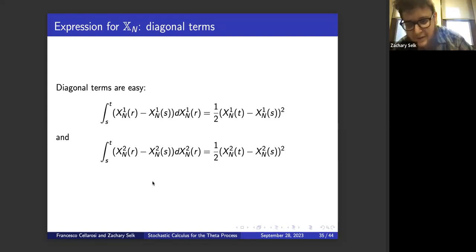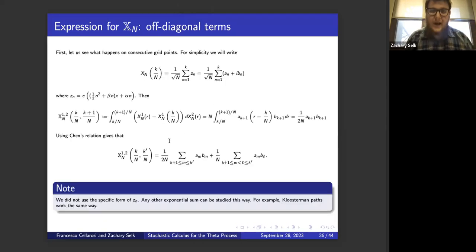And then the limit of this as n goes to infinity, squaring is a continuous function, so you just take the limit of it. It's not too hard. Really, the issue is going to be the off diagonal term. What is the integral of the real part against the imaginary part, or the imaginary part against the real part? That's really where the work takes place. The diagonal is always the easy case.